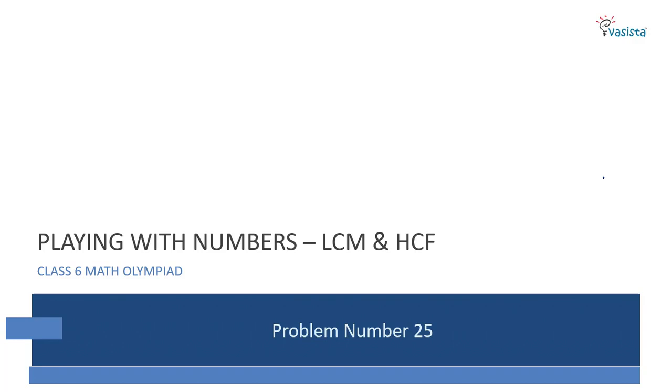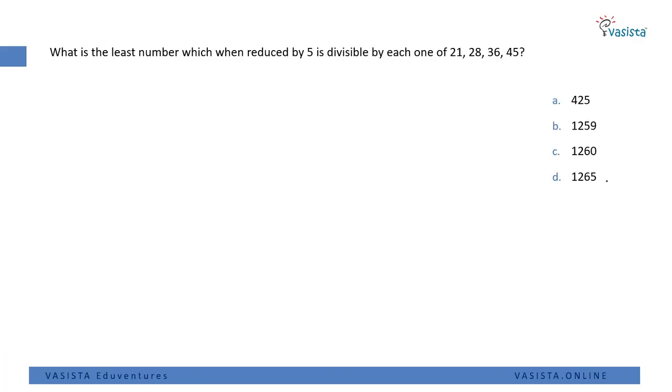Let me go with problem number 25. What is the least number which when reduced by 5 is divisible by each one of 21, 28, 36, 45? To start working on this, first let us find out the LCM of 21, 28, 36 and 45.